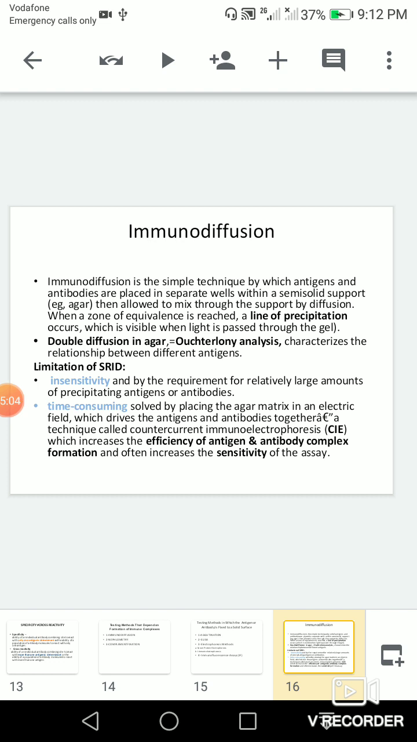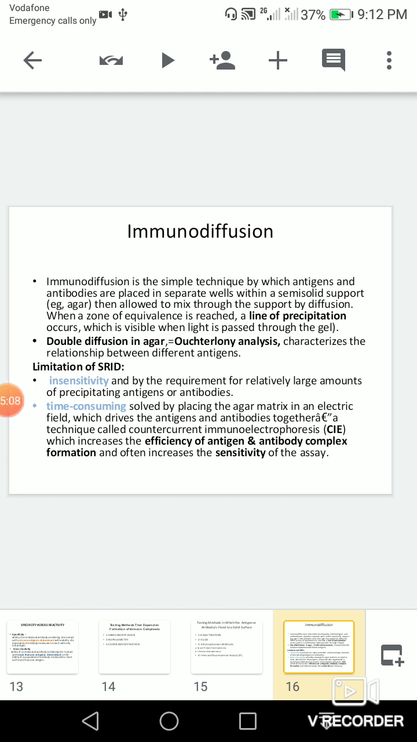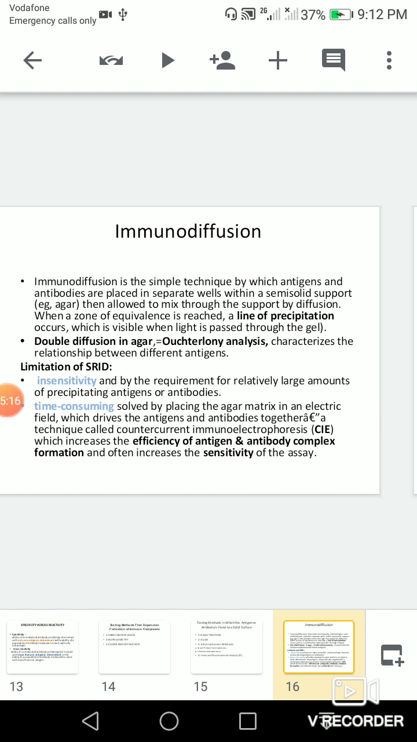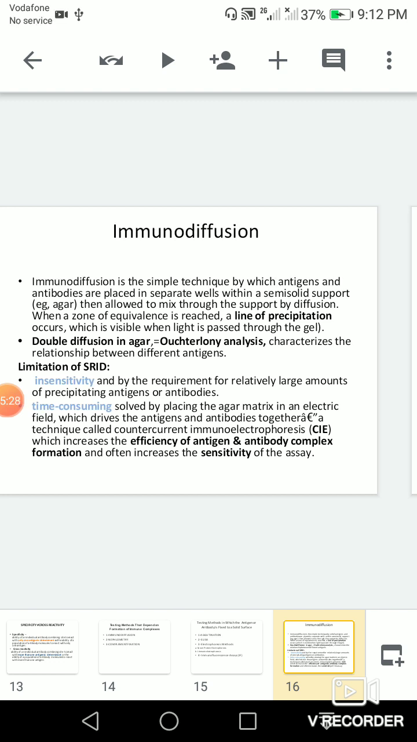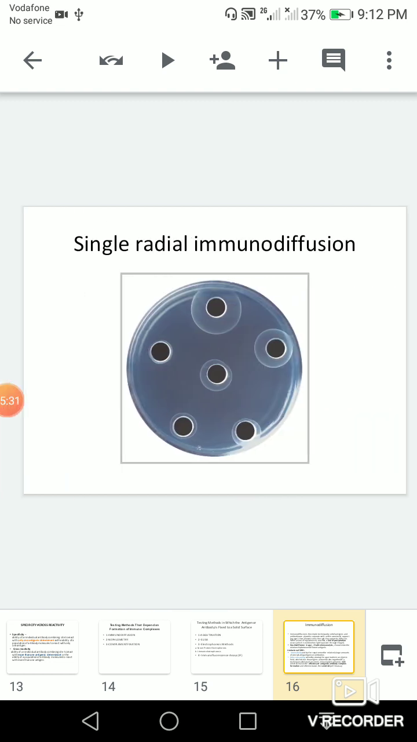It's an insensitive method, and requires relatively large amounts of precipitating antigens and antibodies. Also, it's time consuming, which is solved by placing the agar matrix in an electrical field, which drives the antigens and the antibodies together, in a technique called counter-current immunoelectrophoresis, which increases the efficiency of antigen and antibody complex formation and often increases the sensitivity of the assay.